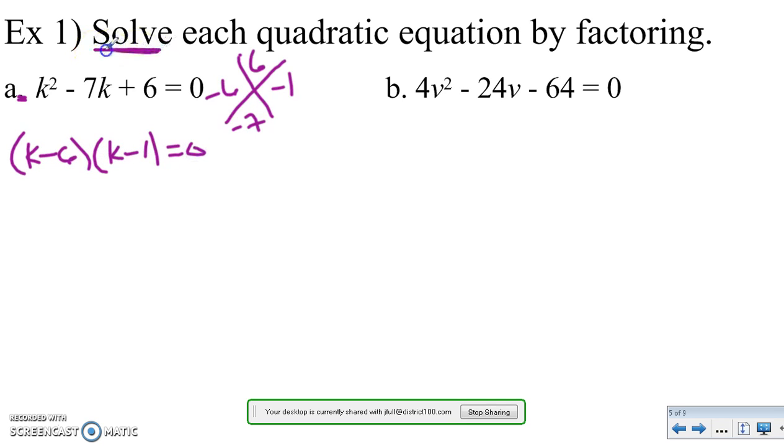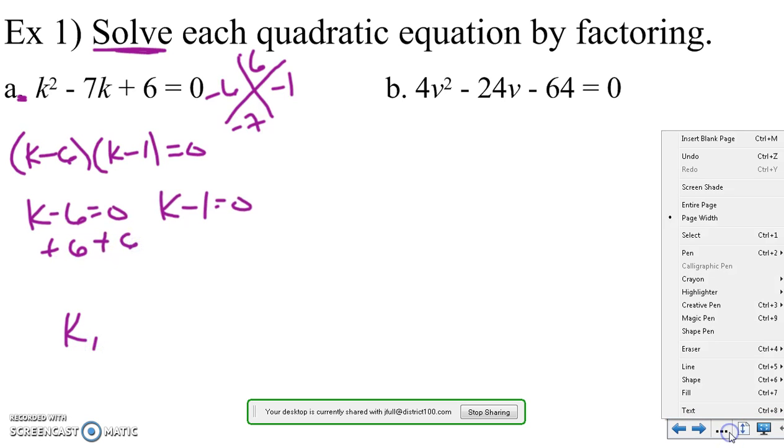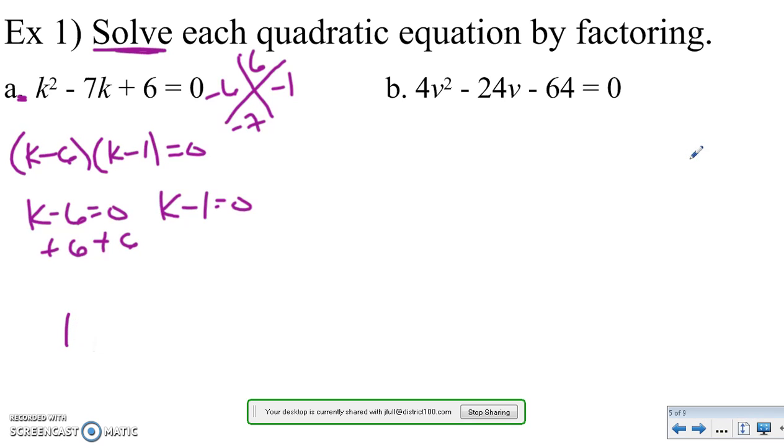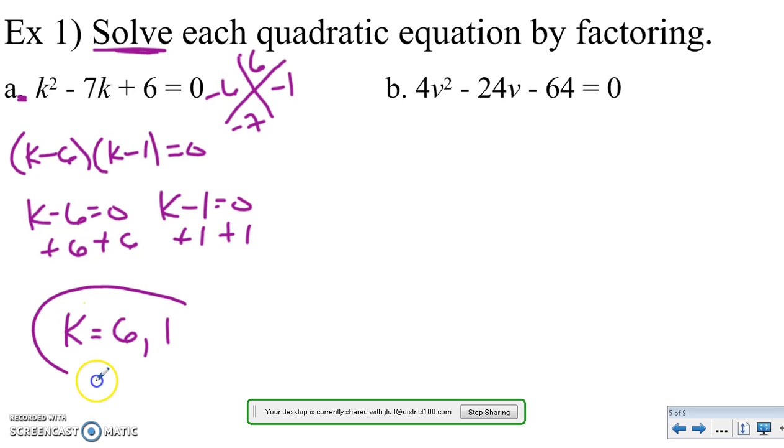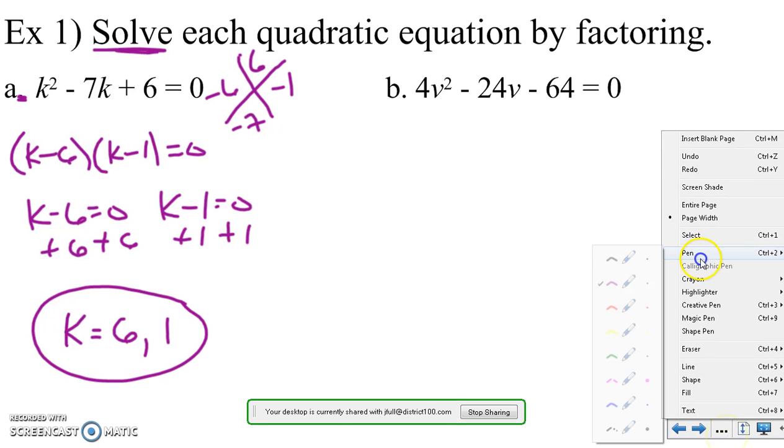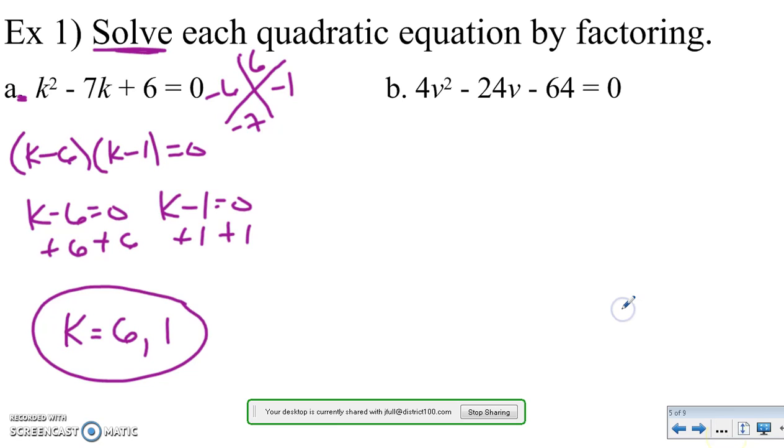Don't forget that when it says solve, that means you need to take this a step further and do k minus 6 equals 0, k minus 1 equals 0. If I add 6 to both sides, my first answer is 6. If I add 1 to both sides, my second answer is 1. So it's the same thing we did in the last video. Just make sure you check for your GCF before you actually factor.